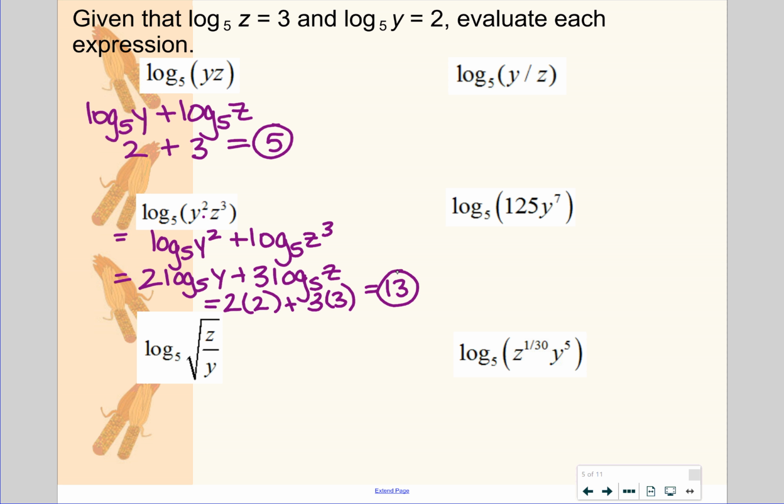Okay. The last 4 are yours to try. I'm going to have 4 groups put them up on the board in a few minutes here. Go ahead. Expand completely, substitute in. You should end up with a single number at the end.